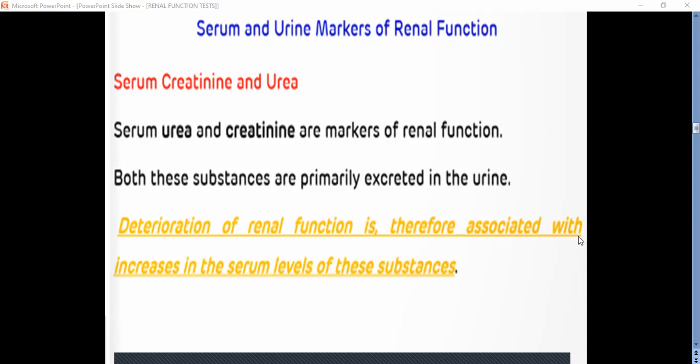Deterioration of renal function is therefore associated with an increase in serum levels of these substances. If kidney function is good, there are normal levels of serum creatinine in the blood and in the urine. If any abnormal function happens, these levels may increase at the serum level and they are not coming out through the urinary tract system, that is, in urine. So by analyzing the values of creatinine and urea in the kidney function test, we can conclude whether your kidney is working well or not.